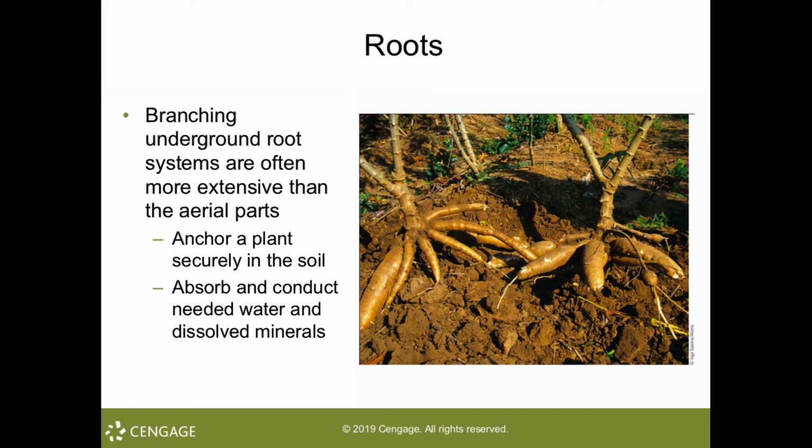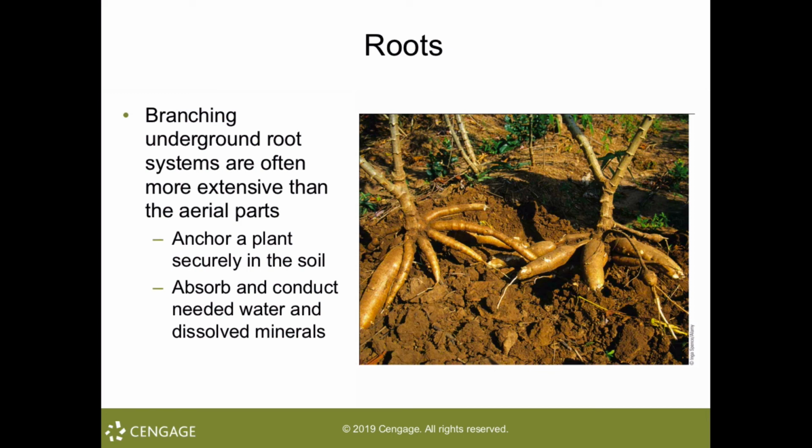Second, roots absorb water and dissolved minerals, those inorganic nutrients such as nitrates, phosphates, and sulfates, which are necessary for synthesizing important organic molecules. These dissolved minerals are then transported throughout the plant in the xylem. Many roots perform the function of storage. Carrots, sweet potatoes especially, cassava, and other root crops are important sources of human food.